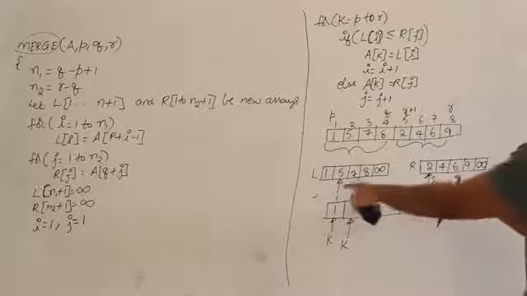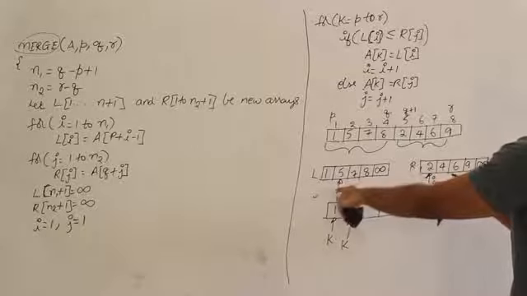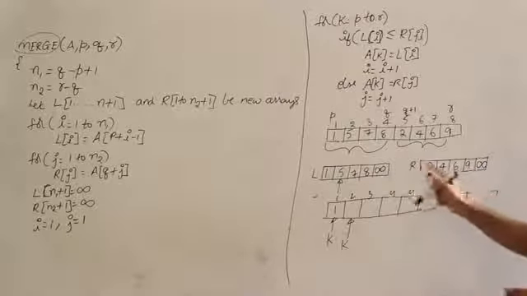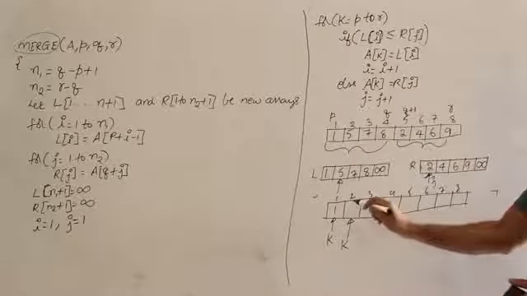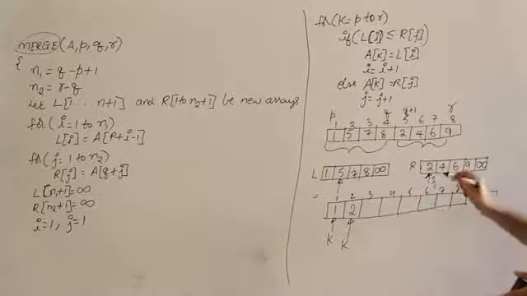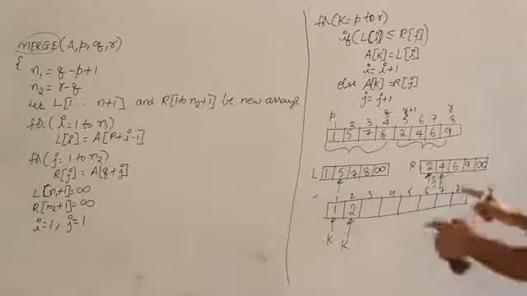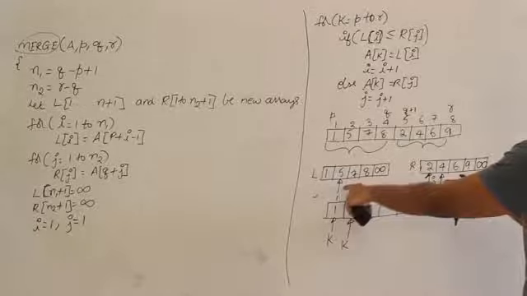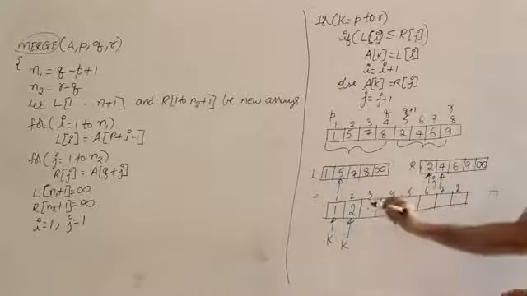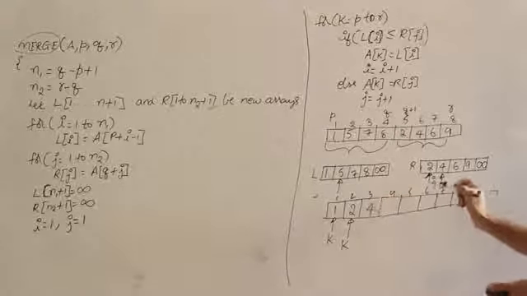Then again I compare these two, right? Left list and right list, the corresponding elements 2 and 5. Which is less? 2 is less, therefore I am going to write 2 here and I am going to increment it. And again these two elements are going to be compared. So which is lesser? 4 is lesser. I am going to write 4 here and again increment it.